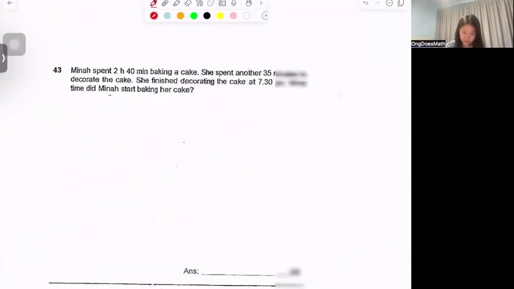Minah spent 2 hours 40 minutes baking a cake. She spent another 35 minutes to decorate the cake. She finished decorating the cake at 7:30 p.m. What time did Minah start baking her cake?